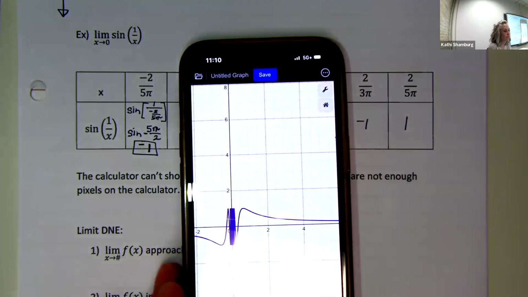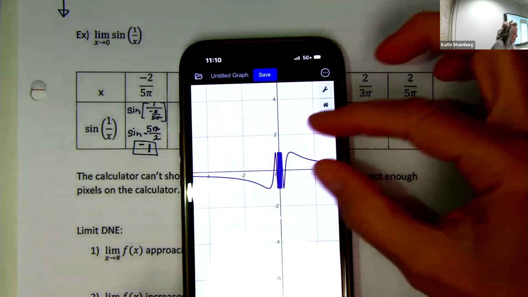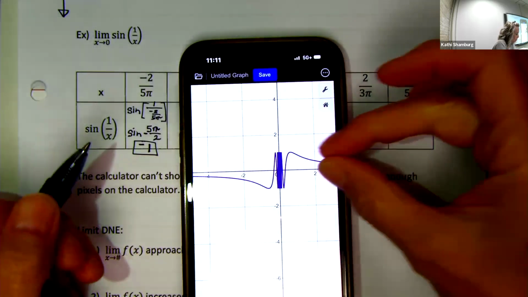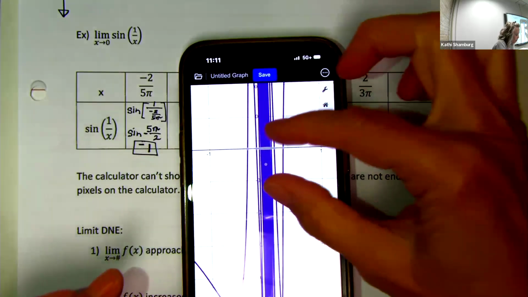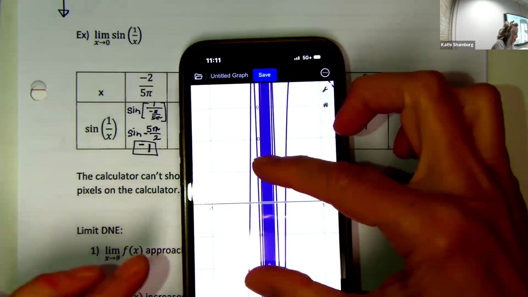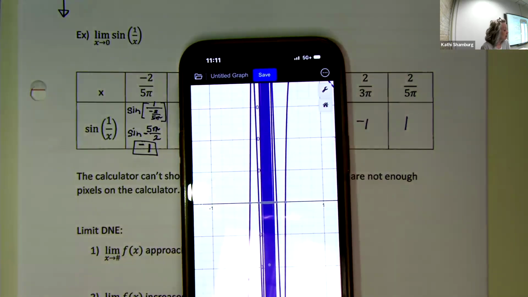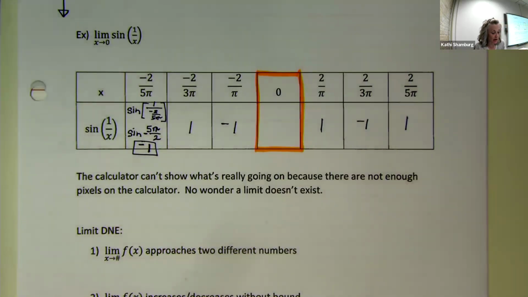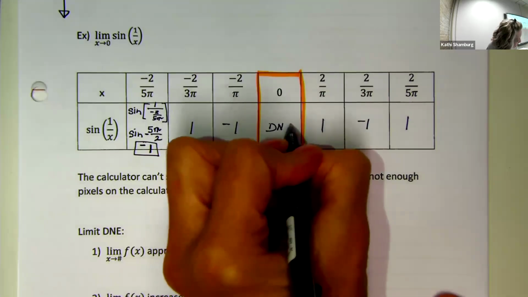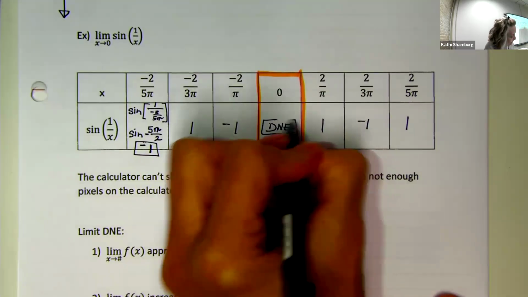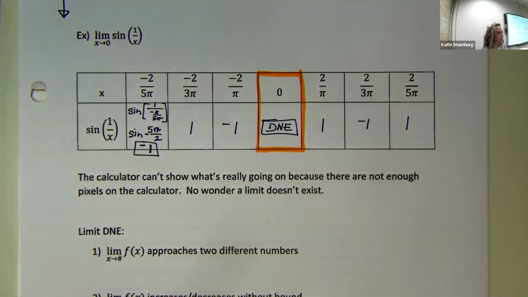Here's that graph. So as x approaches 0, it is just toggling back and forth, back and forth, back and forth. So what do you think that limit would be? Does not exist. Okay? All right.